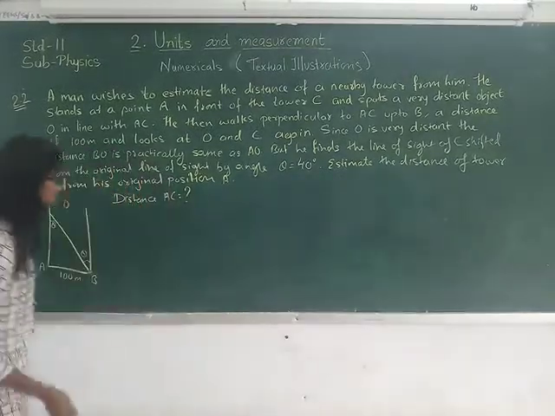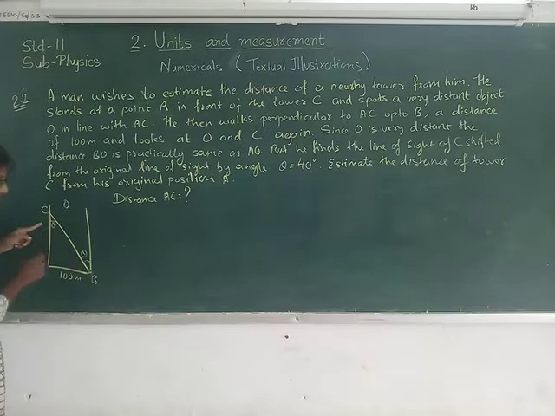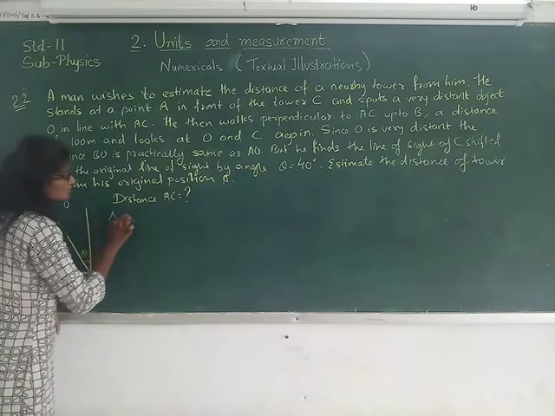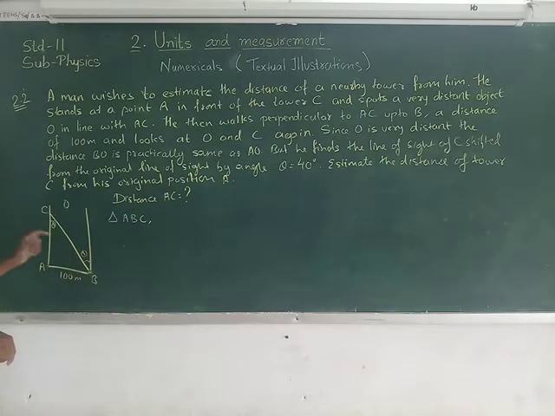Now see, here it is making angle theta. This line is perpendicular. It is making a right angle triangle. So for this triangle ABC, we can use the trigonometric function. Here we are knowing the value of this 100 meter. We are not knowing this value. We are knowing the angle, right? We need this distance to be found.